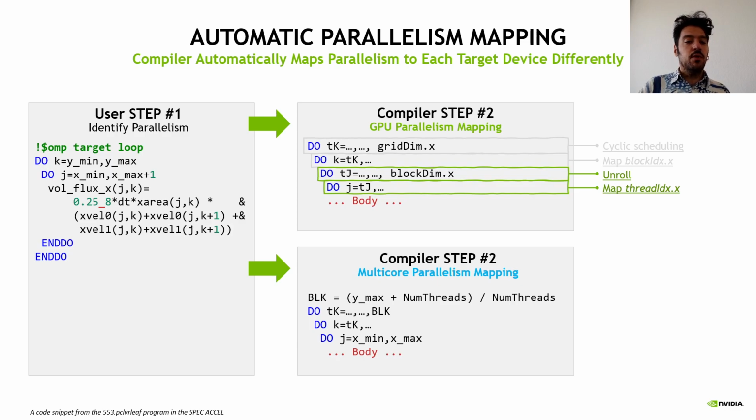And the most critical mapping is the x dimension of the threads, to achieve coalesced memory access. The compiler performs stride-1 and non-stride-1 memory access analyses among the parallel loops. In this example, loop J has the most stride-1 accesses, so the compiler maps it to the thread parallelism. And note that this is Fortran code. Arrays are stored in column-major order.